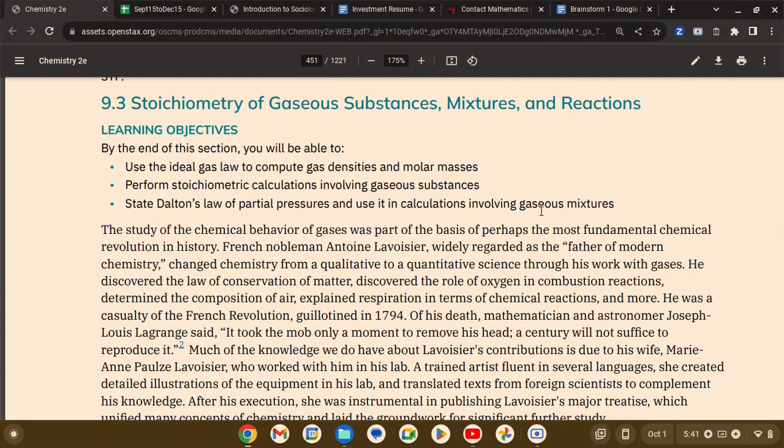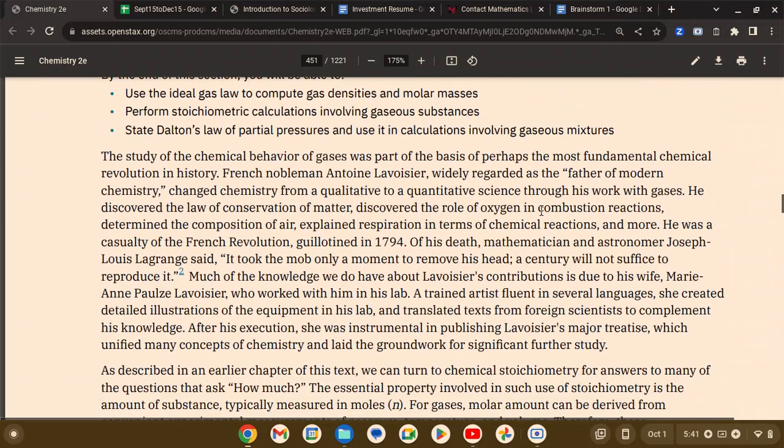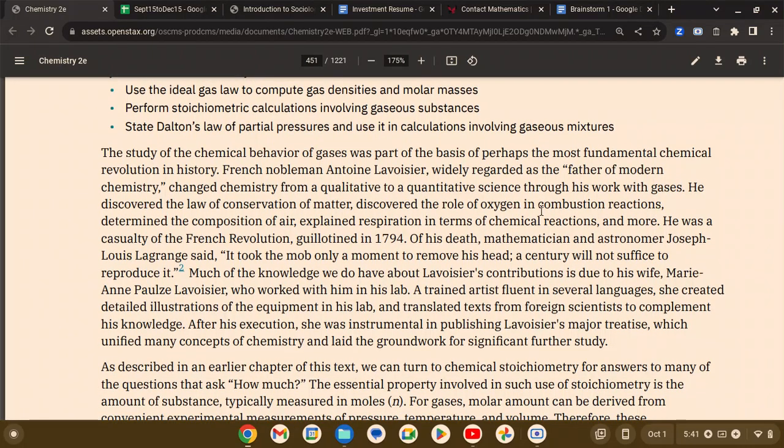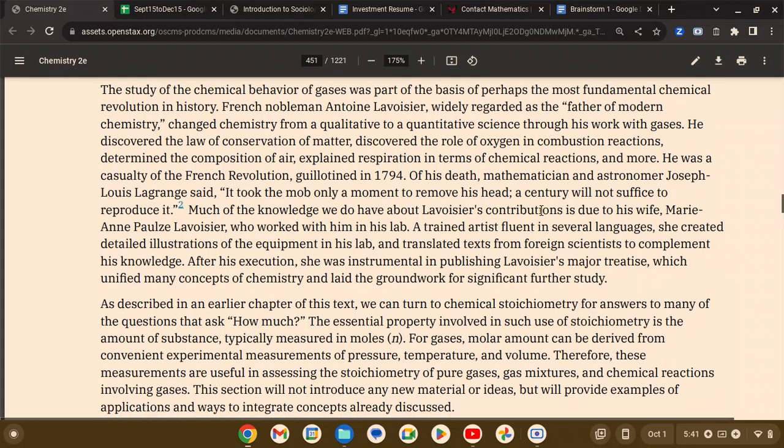9.3, stoichiometry of gaseous substances, mixtures, and reactions. By the end of this section, you'll be able to use the ideal gas law to compute gas densities and molar masses, perform stoichiometric calculations involving gaseous substances, state Dalton's law of partial pressures, and use it in calculations involving gaseous mixtures. The study of the chemical behavior of gases was part of the basis of perhaps the most fundamental chemical revolution in history.